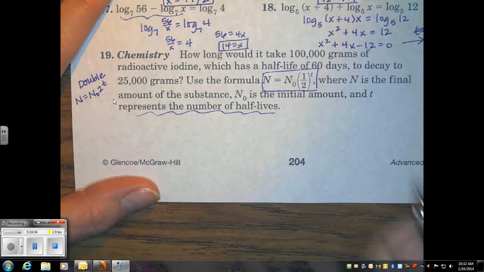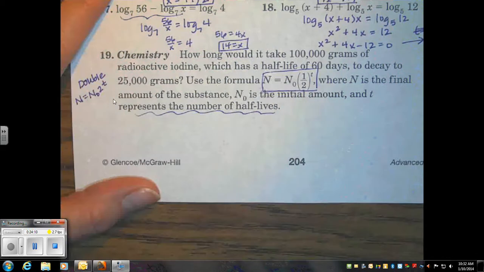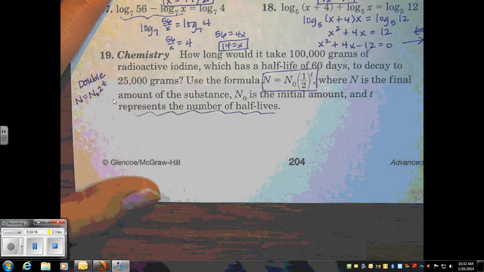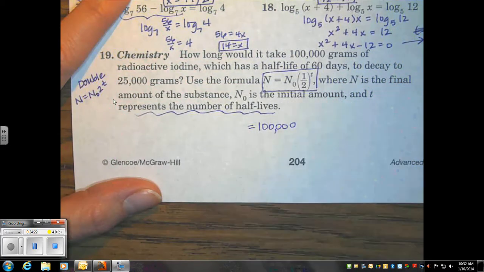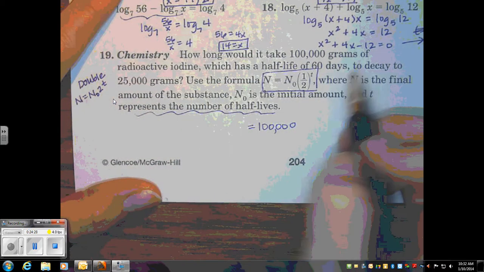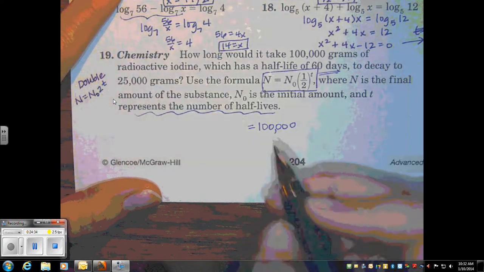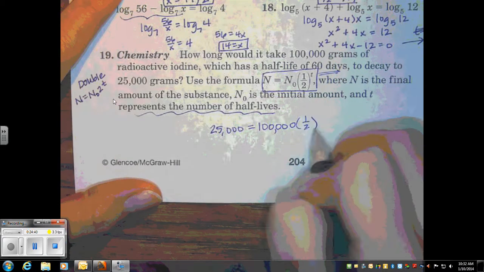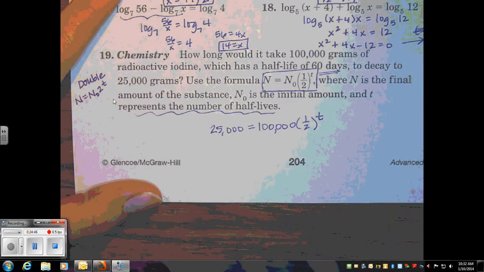So let's see here. How long would it take 100,000 grams of radioactive iodine? So already I know where to put 100,000. Is it the final amount, or is that what we're starting with? We're starting with. So N sub 0 equals 100,000. How long would it take that iodine, which has a half-life, by the way, of 60 days? We'll tuck that away for later. To decay to only 25,000 grams. So there's our final amount. Times 1/2 to the power of t. And then the rest is just explaining what all of the letters stand for.